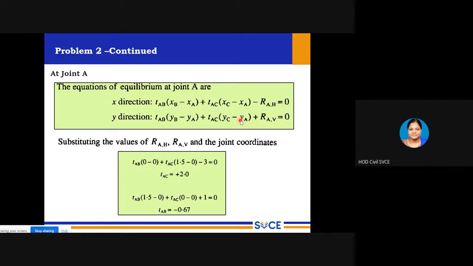Therefore, we have to teach them how to fix the coordinates of the three-dimensional truss joints very clearly. If they are clear on that, all the other procedures are very simple and they will easily do it. Okay. So the first and foremost thing, especially in the three-dimensional truss problem or the space truss problem, is they have to fix the coordinates of each and every joint very correctly.